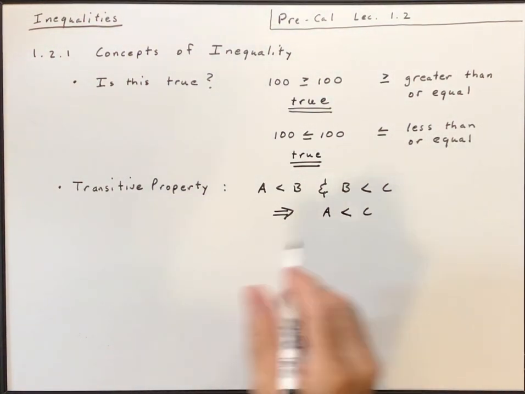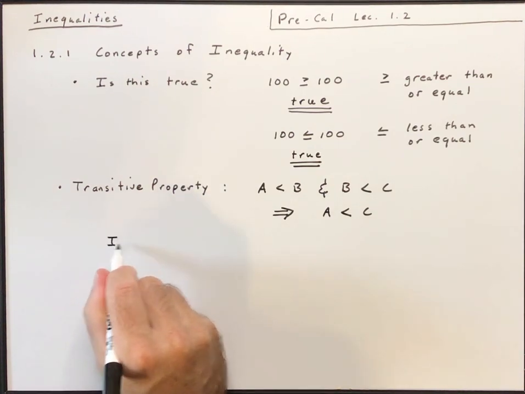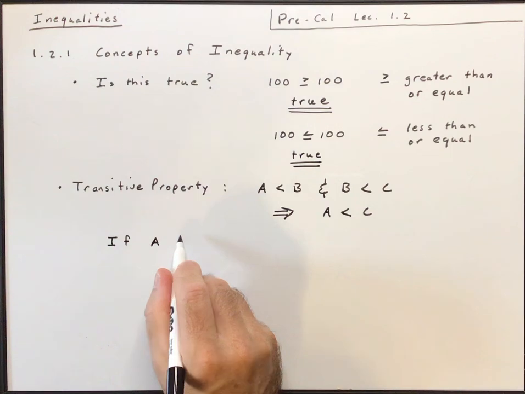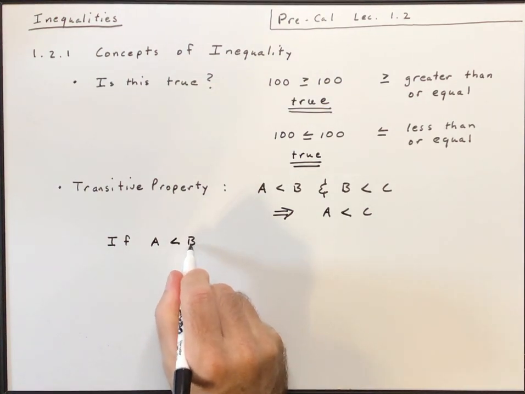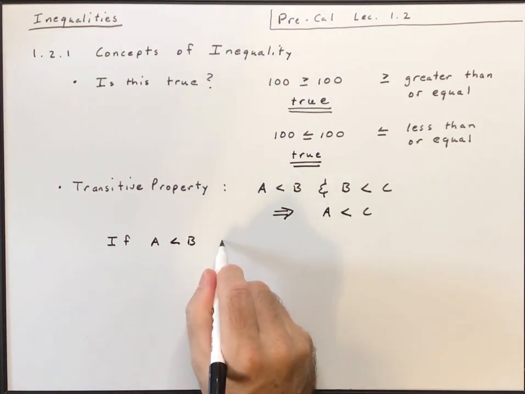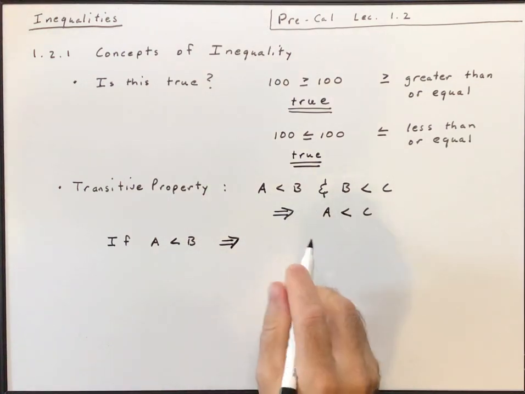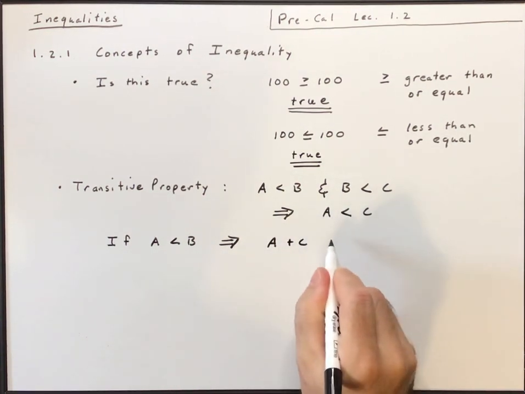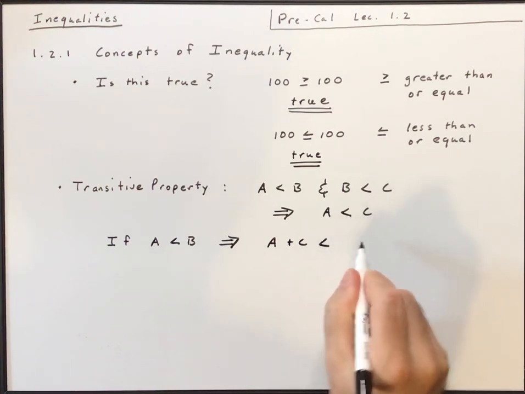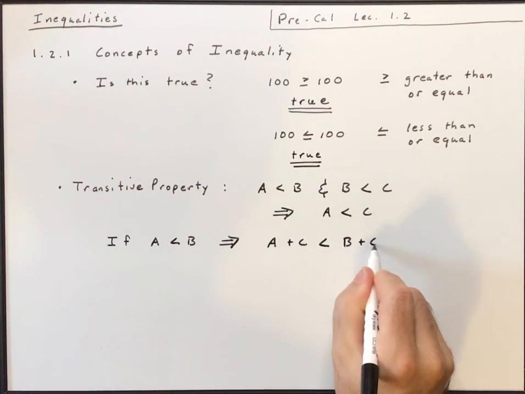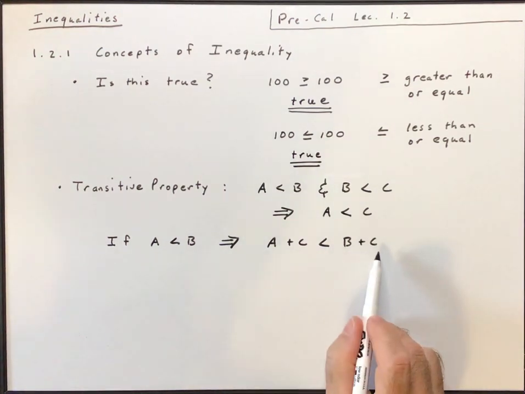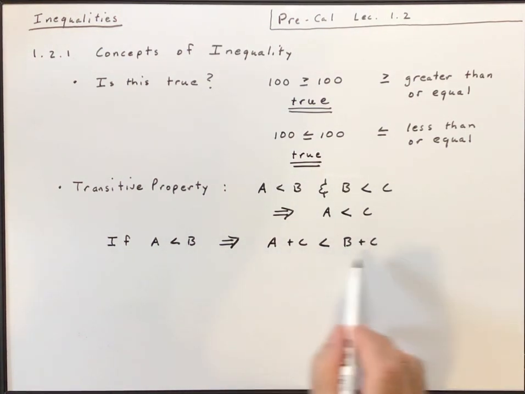Another example would be if A is less than B, then A plus C has to be less than B plus C. So if you add a constant to each one, the same constant, then this will be true.